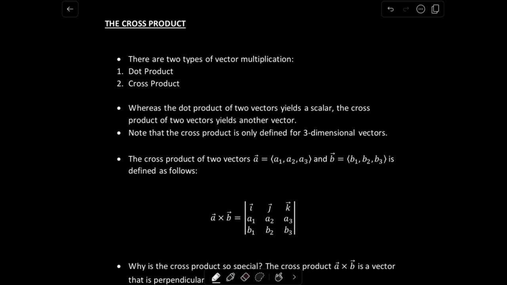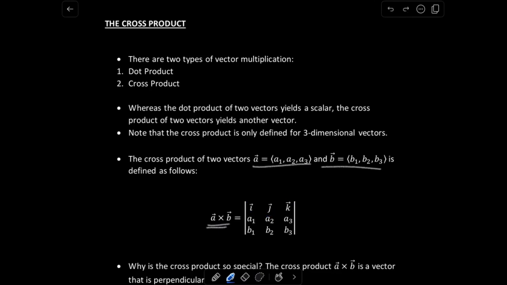So for the cross product of two vectors, we have vector A with its components A1, A2, and A3, and vector B with its components B1, B2, and B3. It's defined as follows. The cross product of A and B is equal to, now there is a formula for the cross product, but that formula is conveniently expressed in terms of a 3 by 3 determinant. So we have a 3 by 3 determinant, and you have to work this out. Most of the time, you're going to use cofactor expansion along the first row.